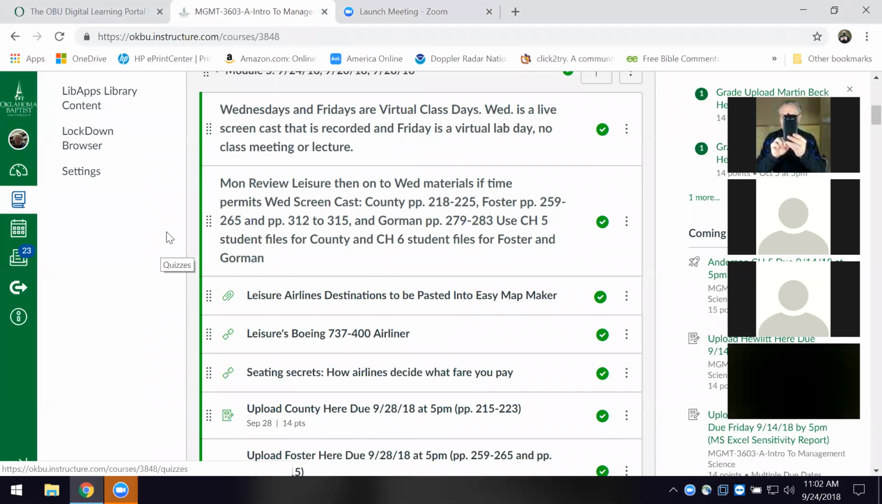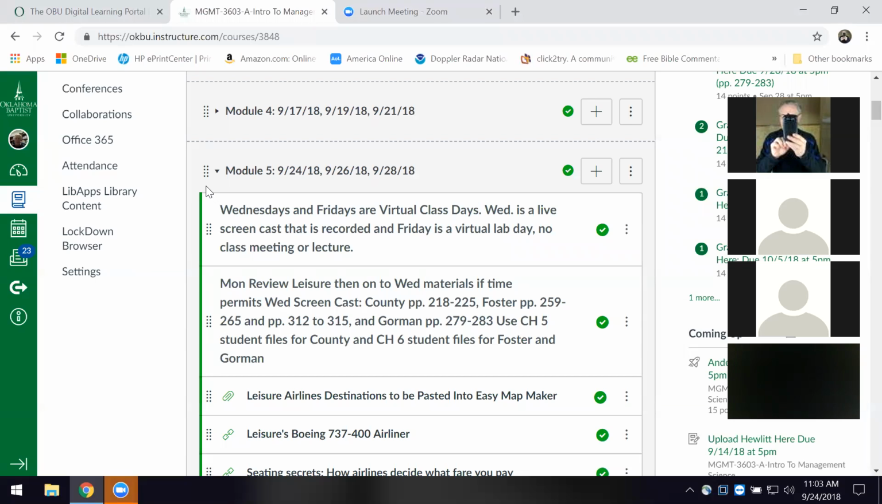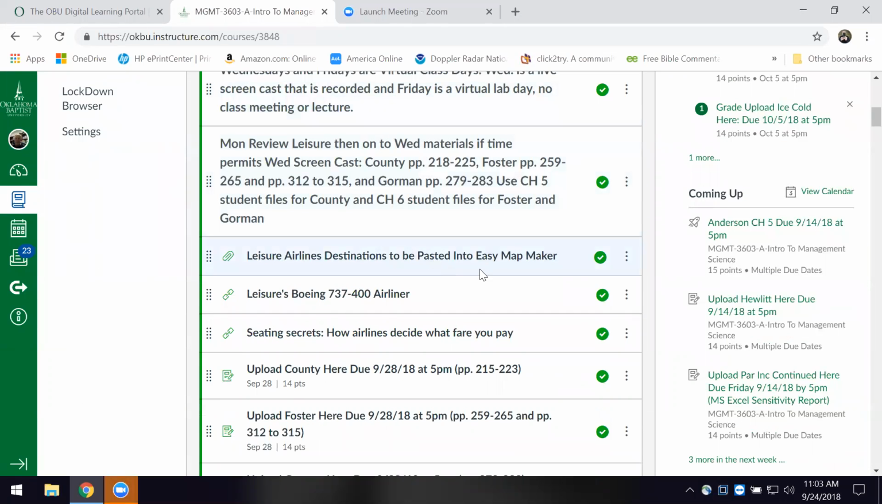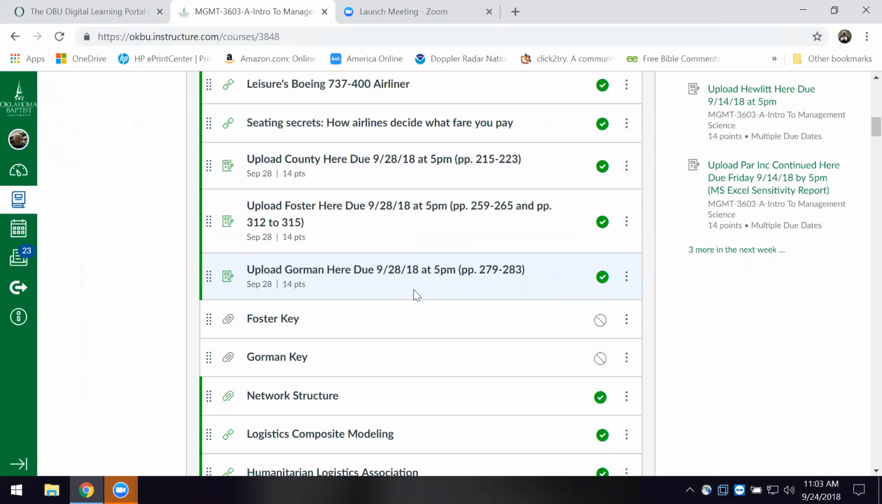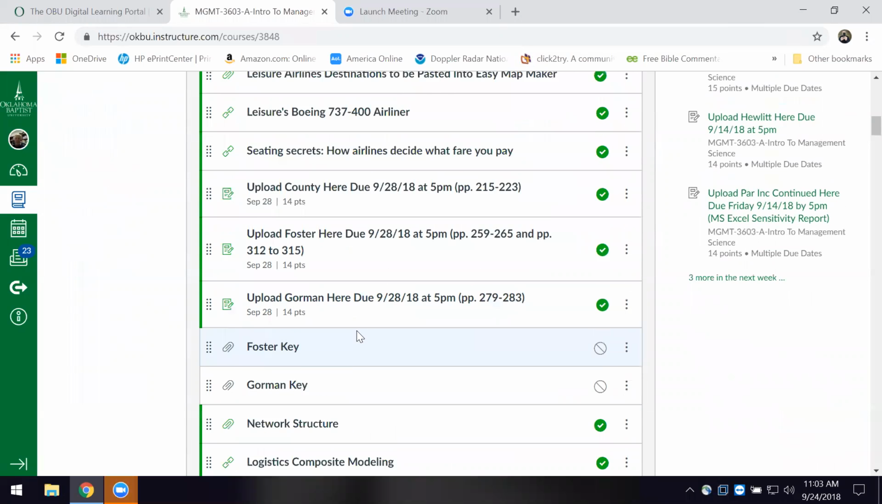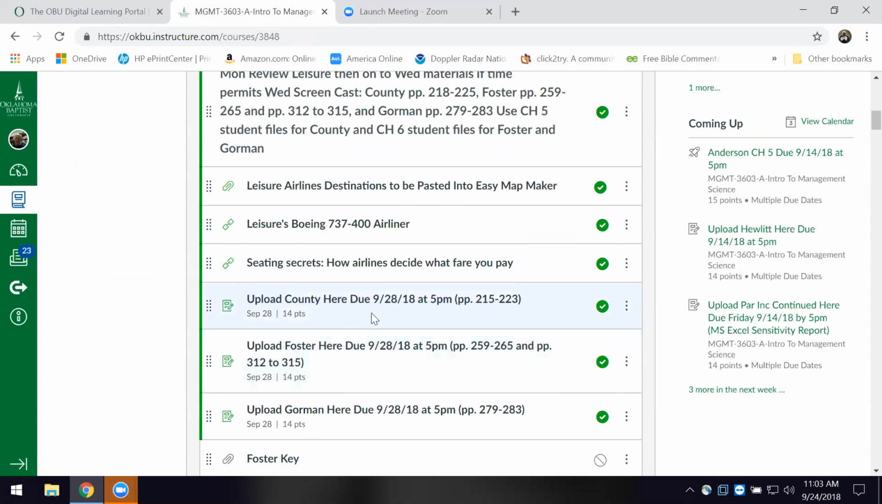Want to just go over where we are. Obviously, today is Module 5, and we've got a couple of cases that we're going to be looking at. One is County, and the other is Foster. And then also I think we have the Gorman. I've got the Foster key and the Gorman key, but I haven't put up the County yet. The County is the one that I think is going to be the most interesting case because it involves the use of data envelopment analysis, and we'll talk about that and take a look at it.